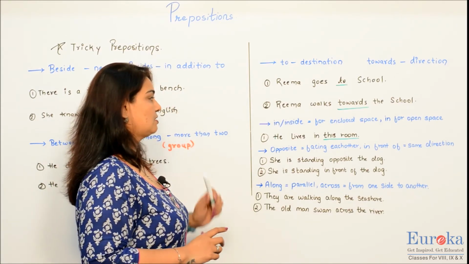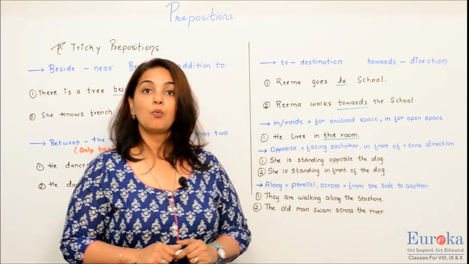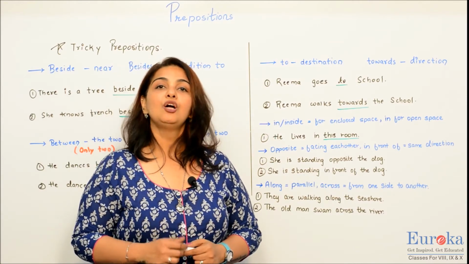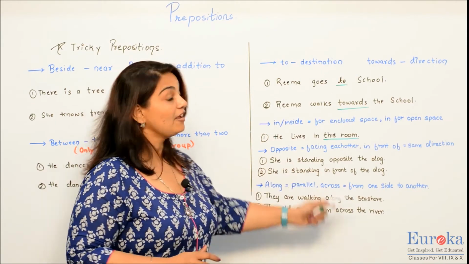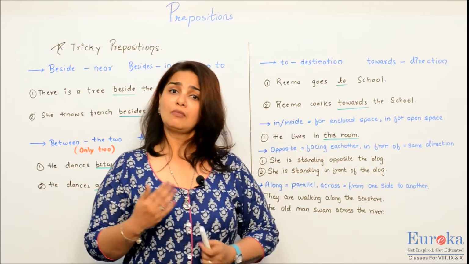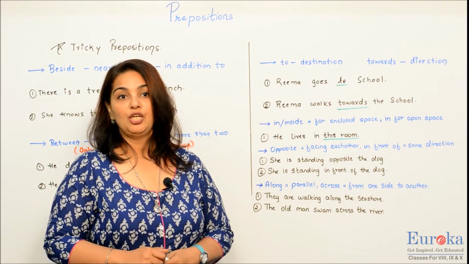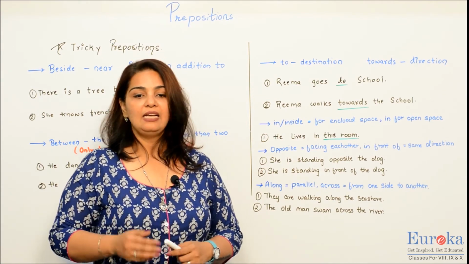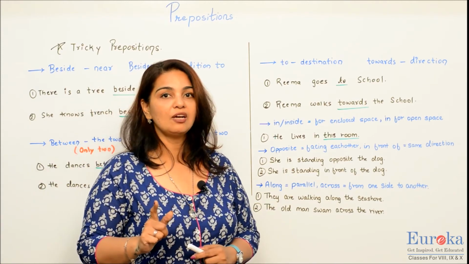Moving on to the next, opposite and in front of. When I say opposite, students, right now when I am talking to you, you and I are opposite each other. That means we are facing each other. Whereas when I say in front of you, we are standing in the same direction. You can be in the same direction when you stand in a line. He is standing in front of me in the movie theater. That means you're not facing each other.